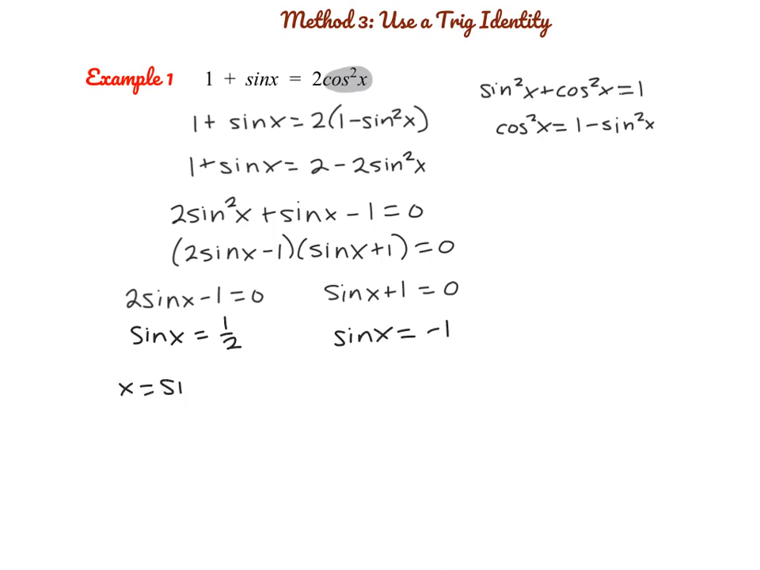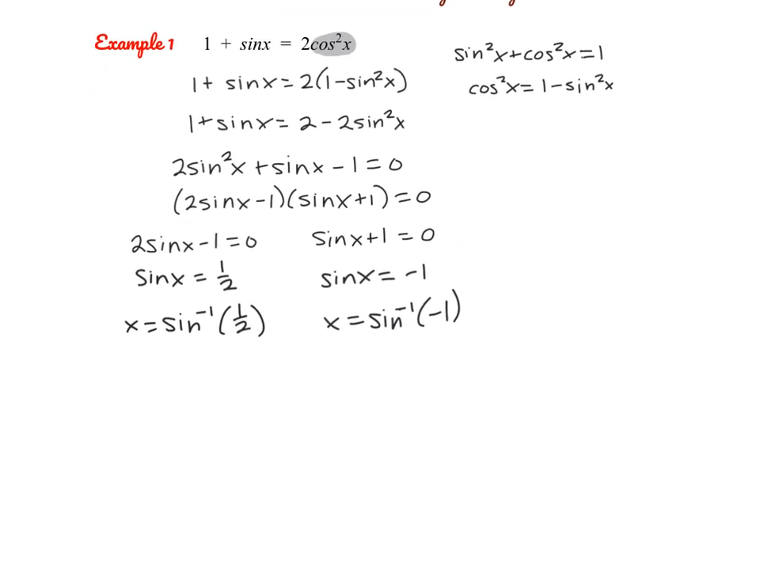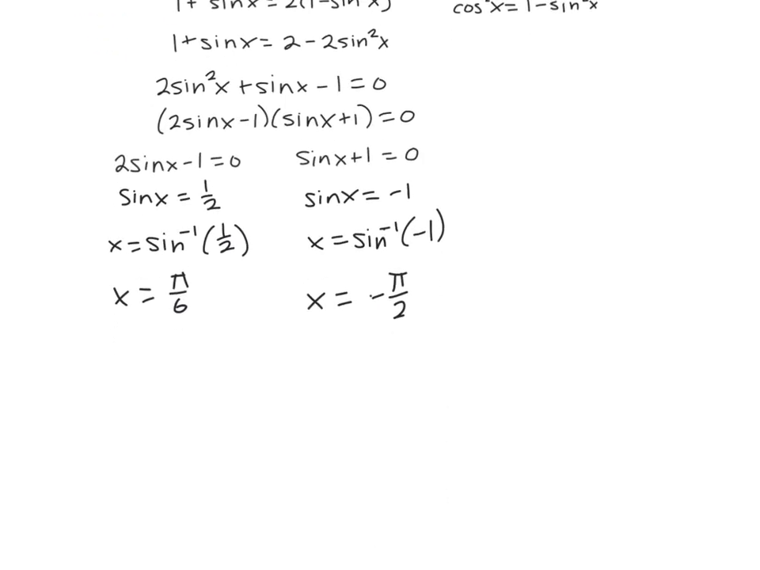Now it's time for our inverse function. So x equals the arc sine of 1/2, and x equals the arc sine of negative 1. A quick reminder, the range of arc sine is negative pi over 2 to pi over 2. So here, this gives us a value of pi over 6. And this gives us a value of negative pi over 2. So remember, if you are using arc sine, the range is from negative pi over 2 to pi over 2, which is why we are going backwards in the negative direction.